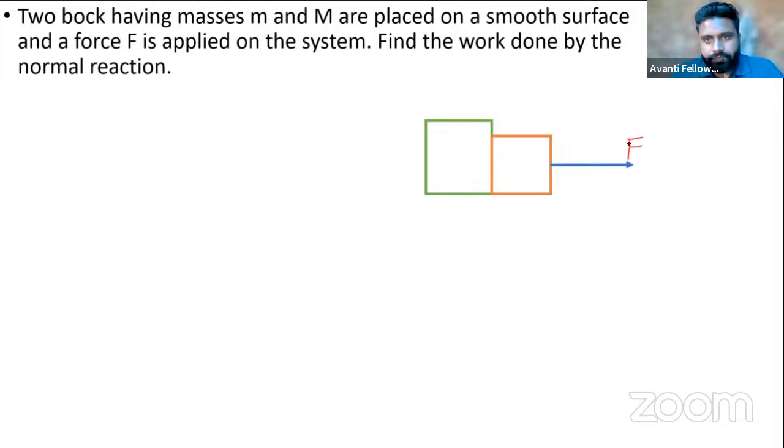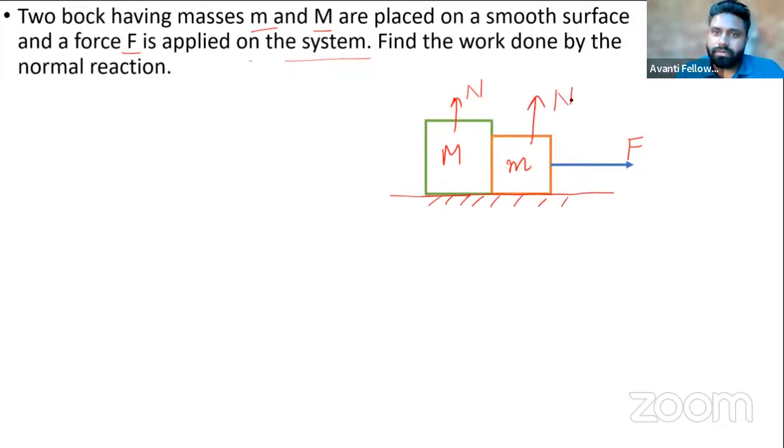Now there is a constant force F. The two blocks having mass small m and capital M are placed on a smooth surface and a force F is applied on the system. Find the work done by the normal reaction. This is the force and this is the surface on which they are moving. Now the normal reaction will act in the upward direction. This is the normal reaction for this block provided by this surface. On this block also, let's say this is N1 and this is N2.